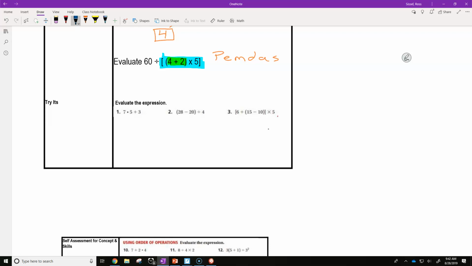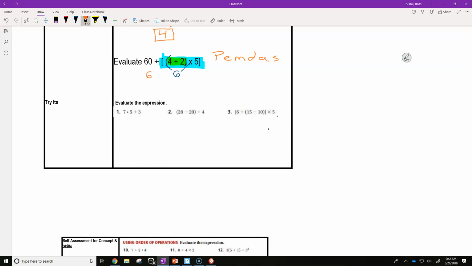I do not do the 2 times 5 because of these parentheses. I have to do this first. You have to do 6. So I will do a funnel. Inside parentheses was 4 plus 2, which is... So I simplified that first.